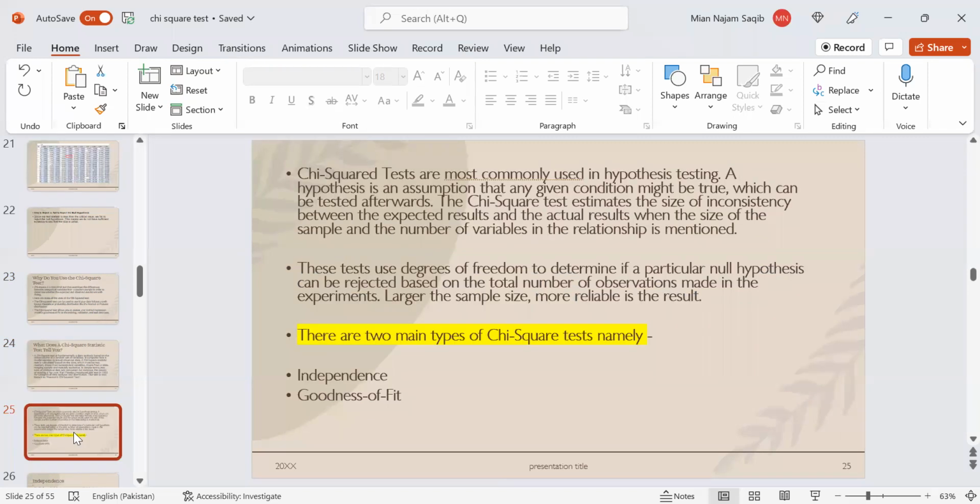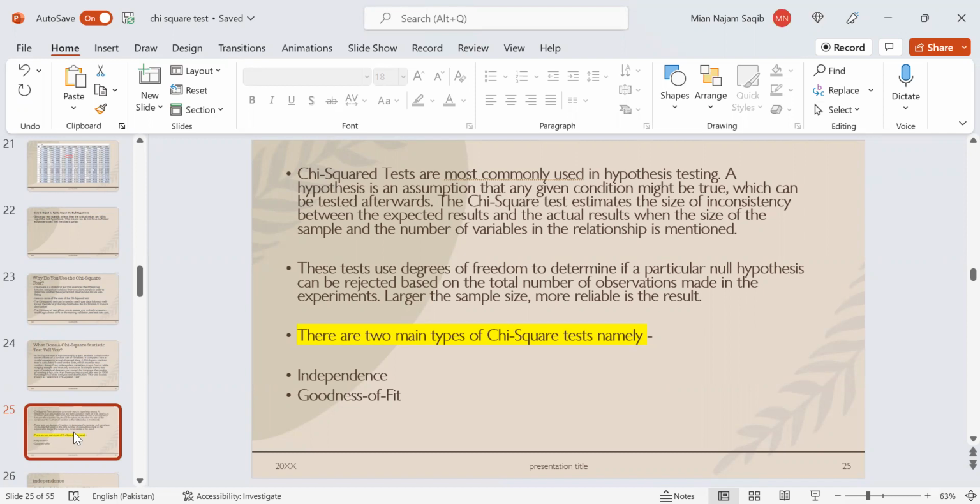Chi-square tests are most commonly used in hypothesis testing. A hypothesis is an assumption that a given condition might be true, which can be tested afterwards. The chi-square test estimates the size of inconsistency between the expected results and the actual results when the size of a sample and the number of variables in the relationship are mentioned.